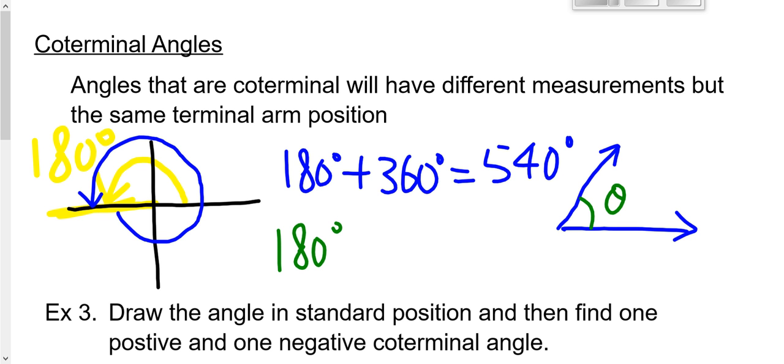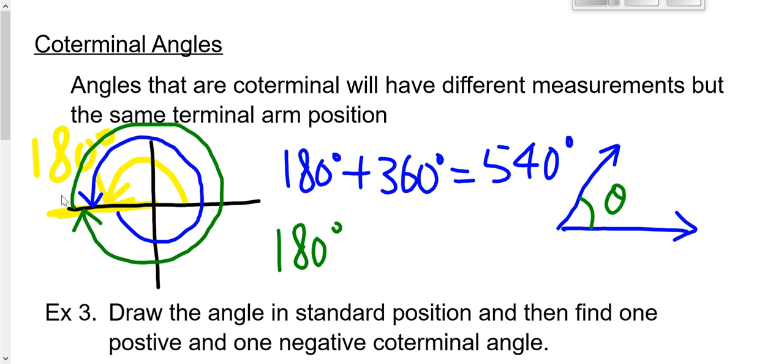Now the green one, we're going to do a negative rotation. Except this time, the negative means we are doing it clockwise. So if we start here and follow this, it's still not hitting the original starting point. And yes, now look at that. It ends up at the same location. It has the same terminal arm. It's the same spot, but that gives you a different measurement.